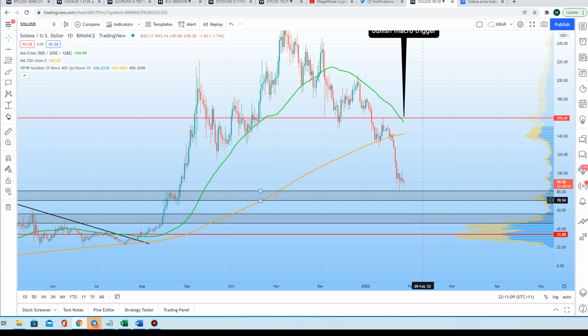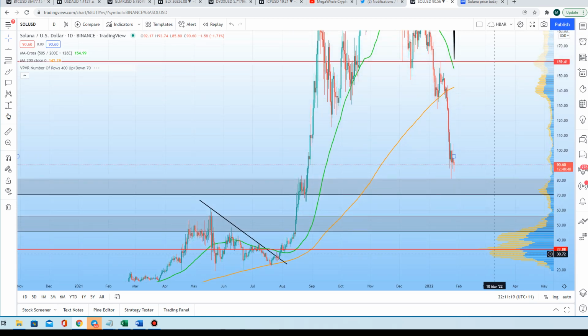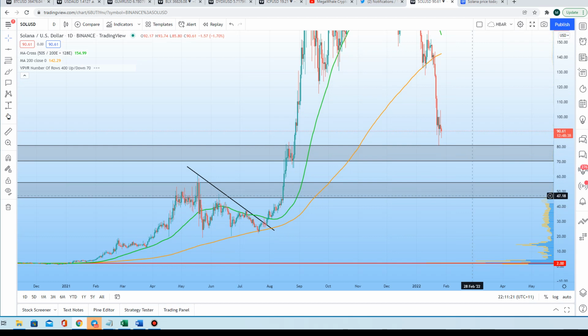So I'll show you, it is $70 to $80. That is our first zone of interest. And our second one is going to be $46 to $56. Those are our two zones of interest. If we do drop below $47 or $46, it'll be catastrophic for Sol.